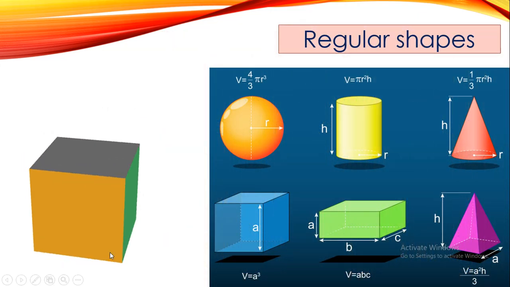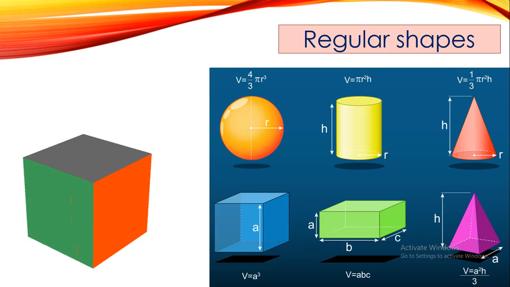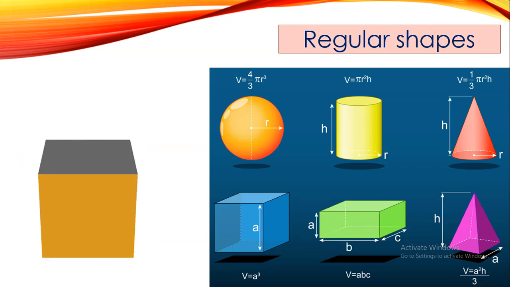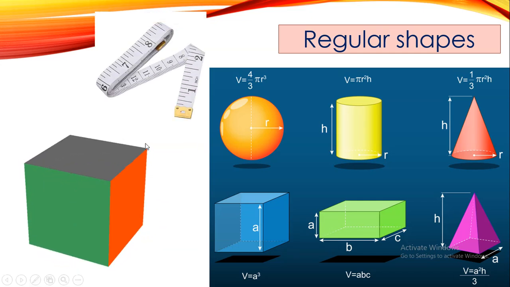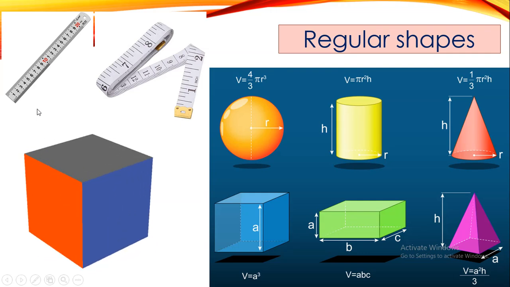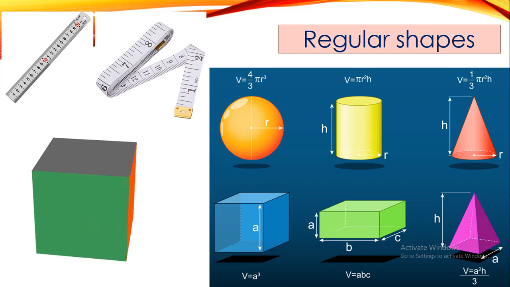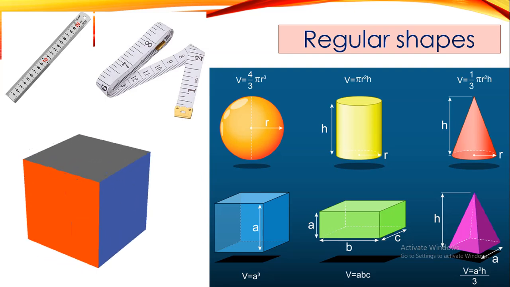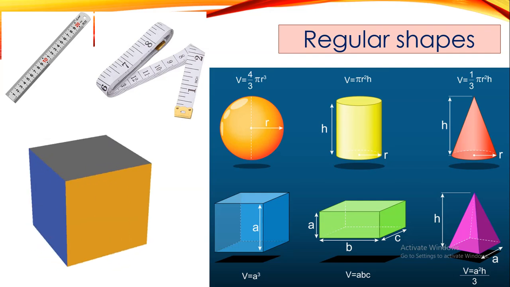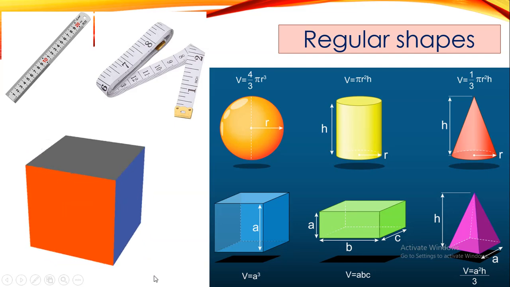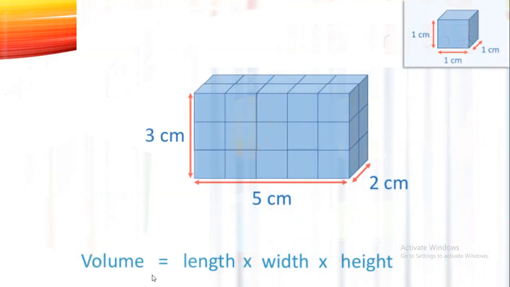Now in the regular shapes, you can find their volume by using mathematics, right? You can use a meter or a ruler to measure the length, the width, and the height, and you can use mathematics rules to calculate the volume. In these shapes, we're going to talk about the volume of cubics and rectangles, boxes, like this one.